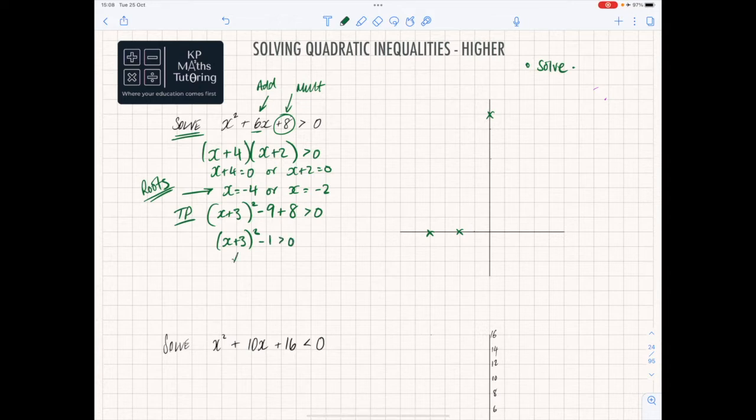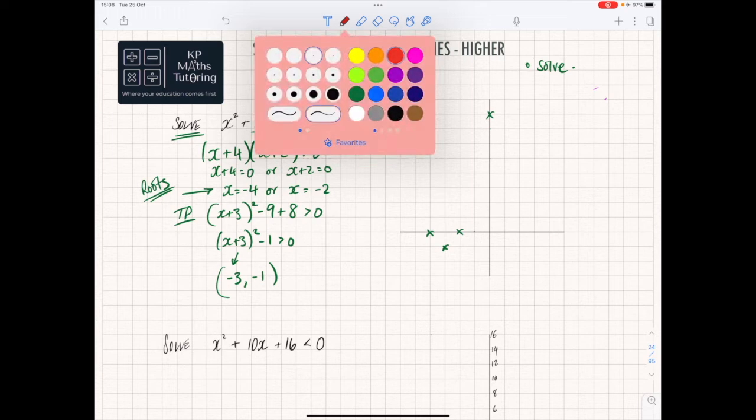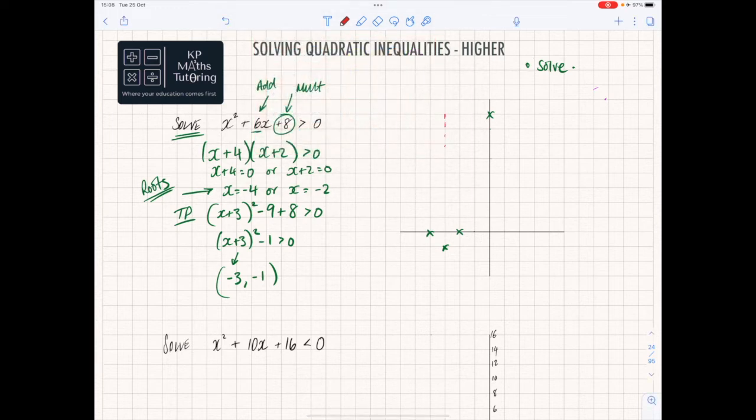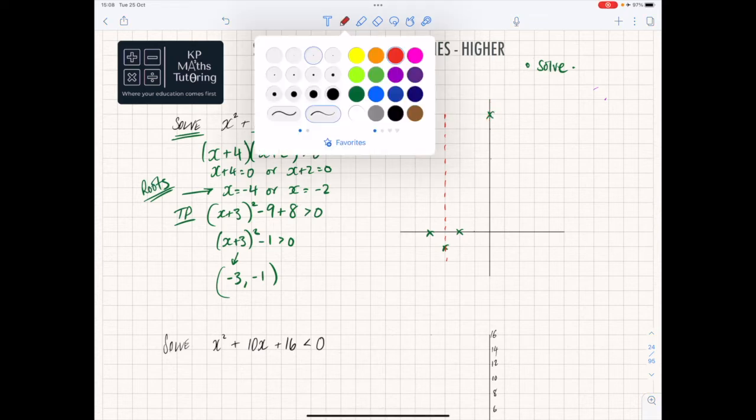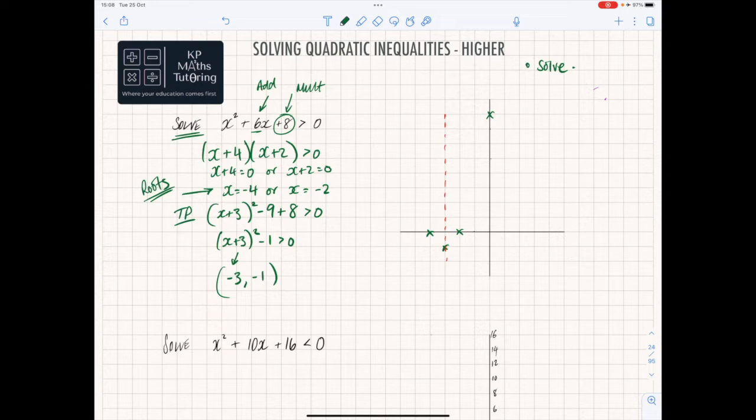Then to find the turning point, you flip this sign, so it becomes minus 3, and this stays as it is. So my turning point is minus 3, minus 1, which is down there. Now, if I drew a mirror line down here, this point up here would be the same distance away in the other direction. So 1, 2, 3 squares away, 1, 2, 3, and that point would be just there as well. So sketching this quadratic graph would look like this.